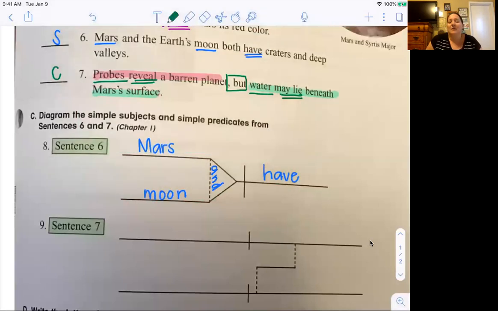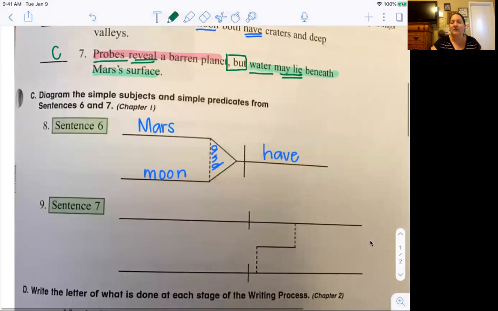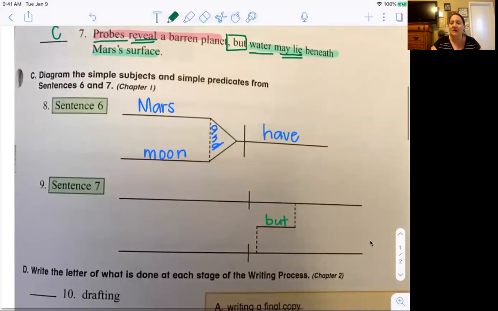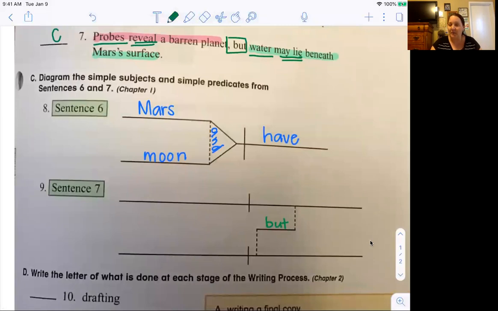Number 7, because it is a compound sentence, we are going to diagram with two sentences. So what's going to go here in between is the word but. It's going to be our coordinating conjunction. So the first sentence is what we're going to do in pink. Probes reveal a barren plain. Probes, if it's capital P in the sentence, it's capital P in your diagram, okay? Probes reveal, but water may lie.